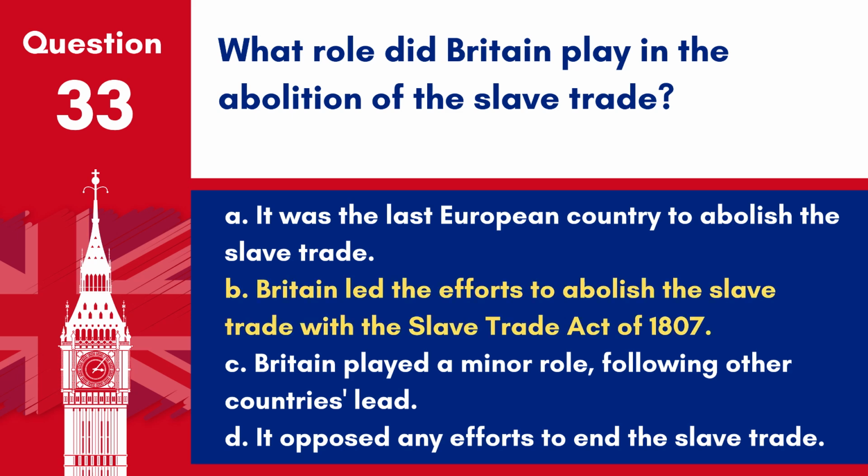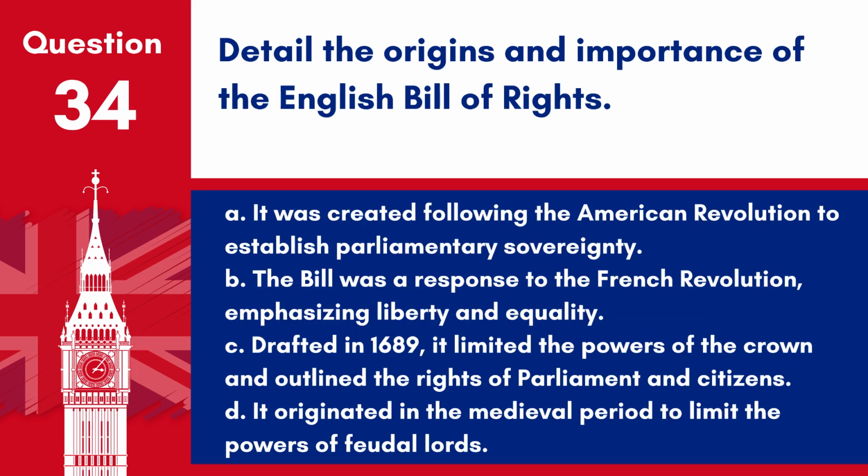Answer B. Britain led the efforts to abolish the slave trade with the Slave Trade Act of 1807. Britain was at the forefront of the abolition movement, with the Slave Trade Act of 1807 making it the first nation to outlaw the trade of slaves, marking a significant step in the global fight against slavery. Question 34. Detail the origins and importance of the English Bill of Rights.